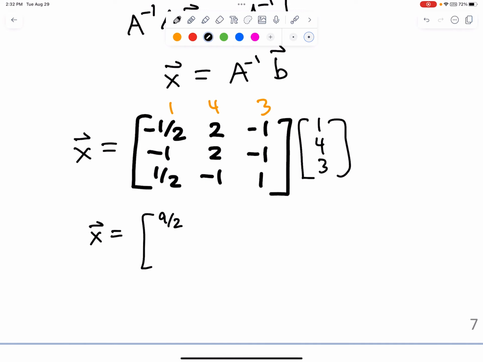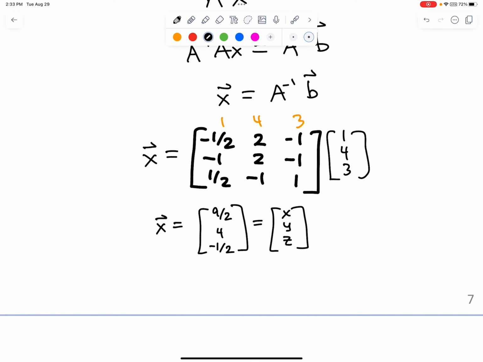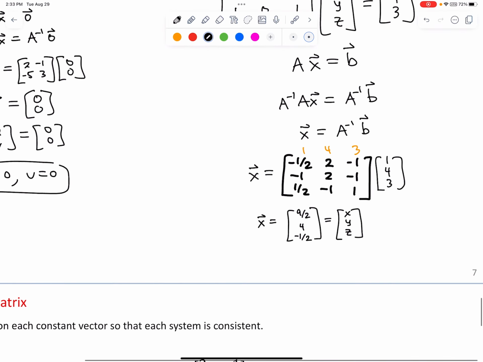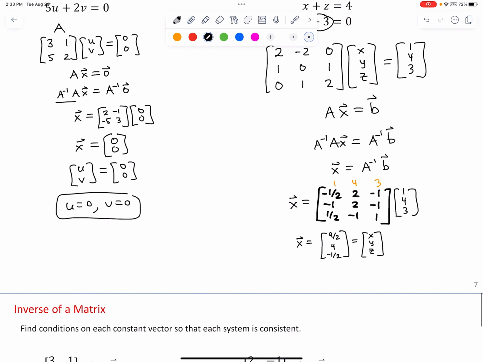Now drop the 1, 4, 3 on the next row. So we get negative 1 plus 8 is 7, 7 minus 3 is 4. And now drop the 1, 4, 3 on the last row. I'll do the non-fraction calculations first. We have negative 4 plus 3 is negative 1. Negative 1 plus a half is negative a half. Here is my solution to the system. x has to be 9 halves, y has to be 4, and z has to be negative 1 half. Of course, this would be easy to check that it works out.